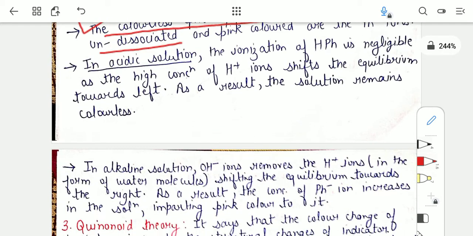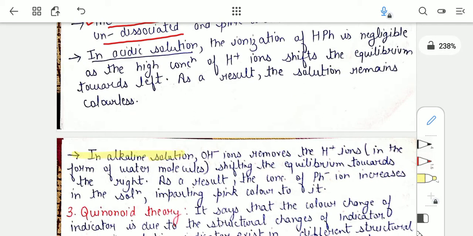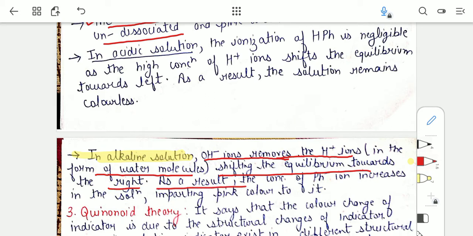Now what happens in the alkaline solution? In alkaline solution, the OH negative ion removes the H positive ion in the form of water molecules, which shifts the equilibrium towards the right. As a result, the concentration of pH negative ion increases in the solution, imparting pink color to it. The pH negative ion is the ionized form of phenolphthalein.